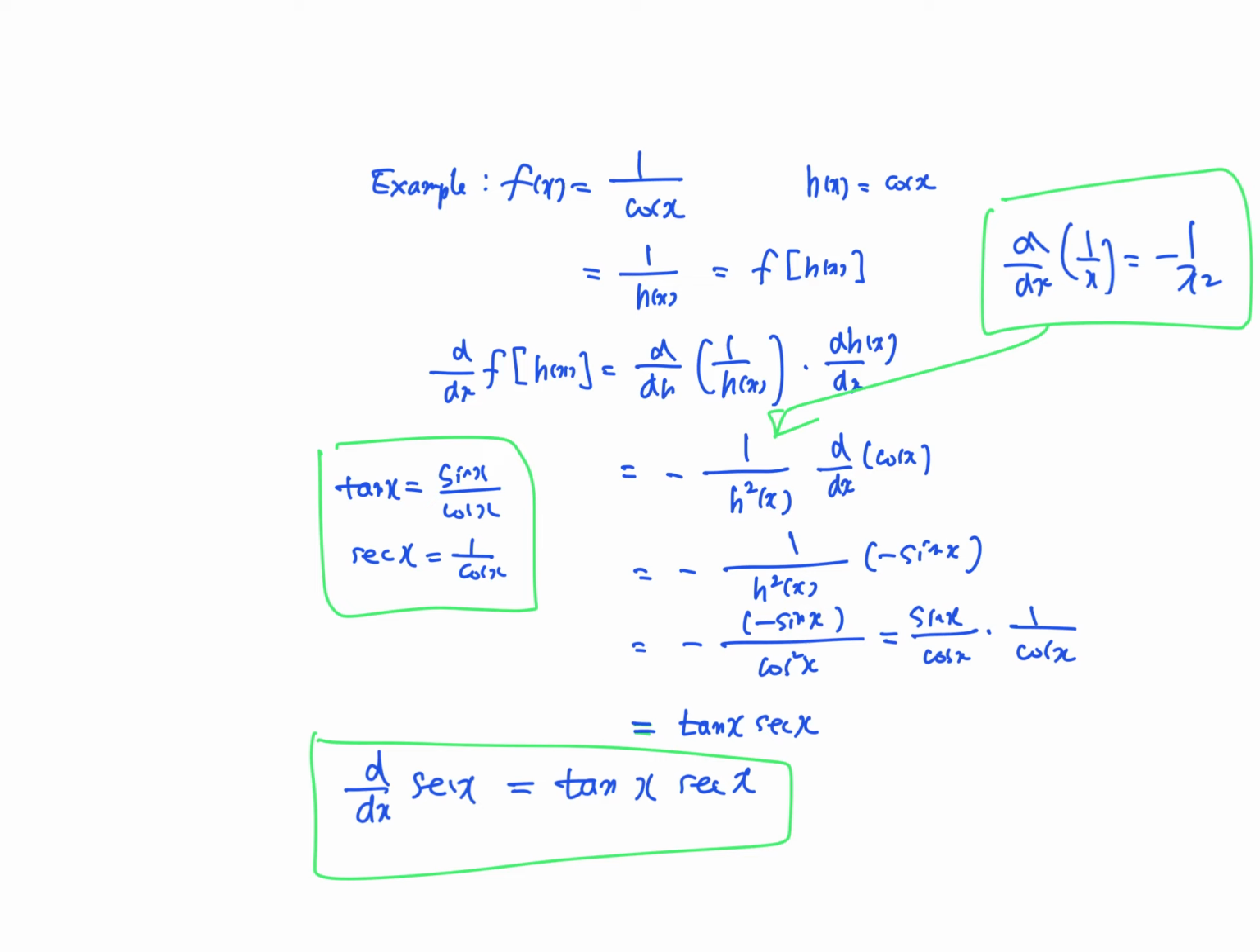How about tangent, for example? f(x) is tangent x. This is sine x over cosine x, right? It's actually sine x times secant x. So this is a product of two functions, right? So you can also utilize the formula for the differentiation of the product of functions.